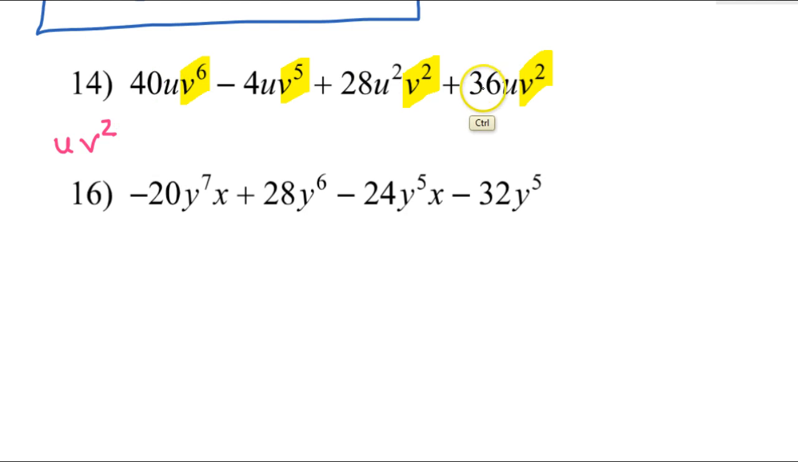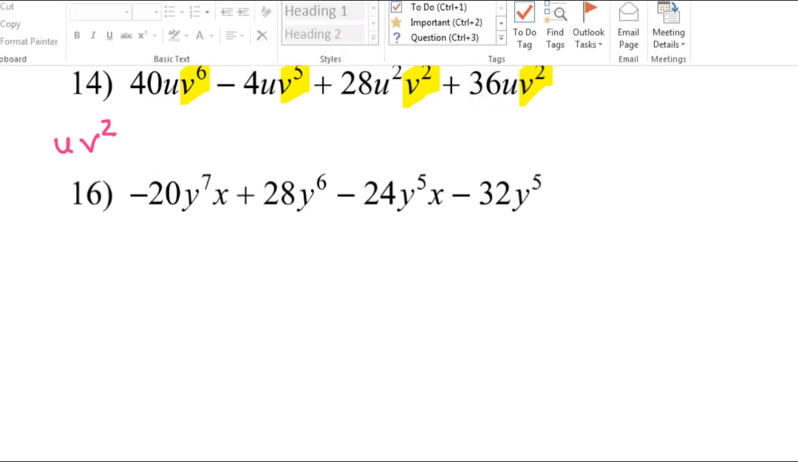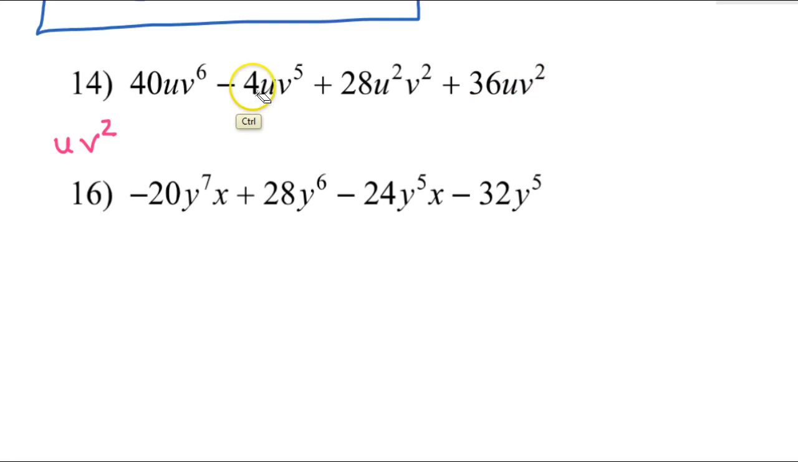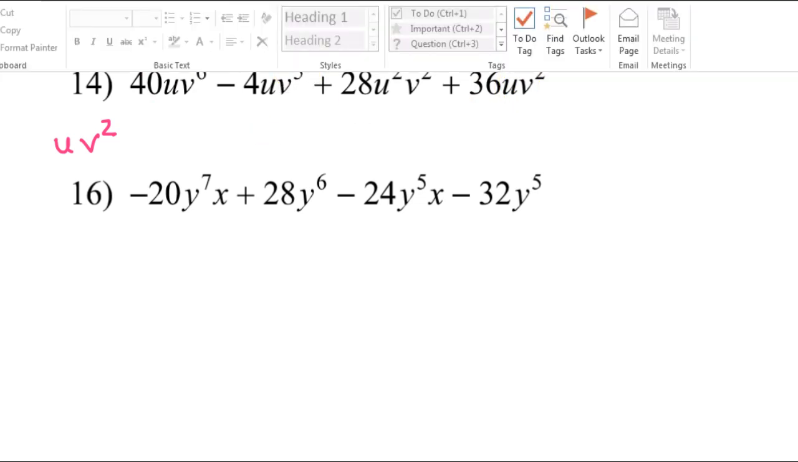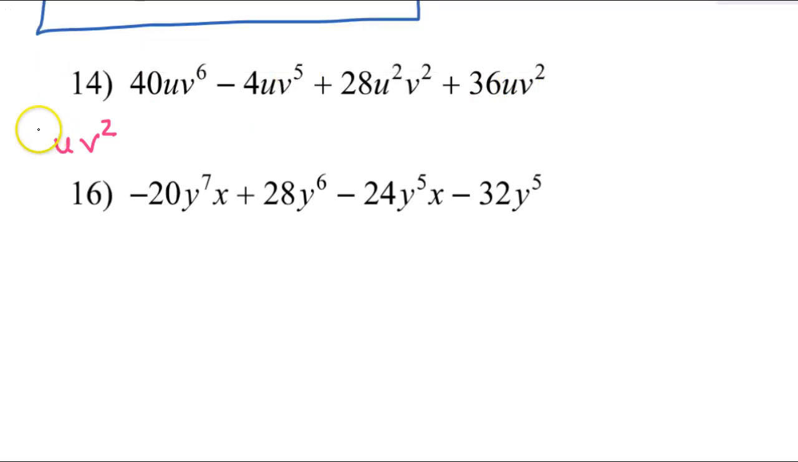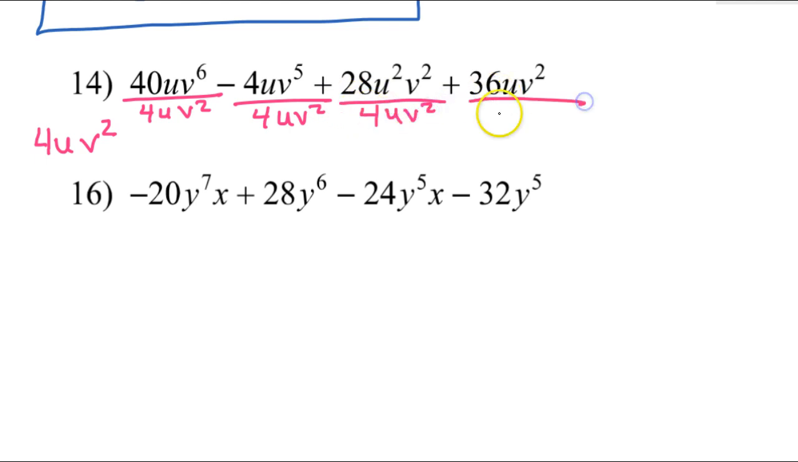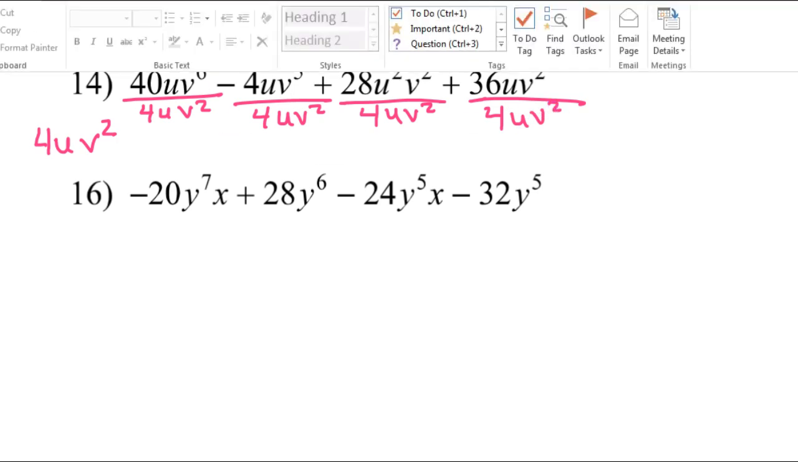Okay, now let's look at the number part. What's the biggest number that divides into everything? Well, start with the smallest number, 4. Does 4 itself go into all of these numbers? It does. So that means that 4 is definitely going to be the GCF of the number part. So that means we're going to divide everything by 4uv squared, 4uv squared, 4uv squared, 4uv squared. And we're going to see what's left.